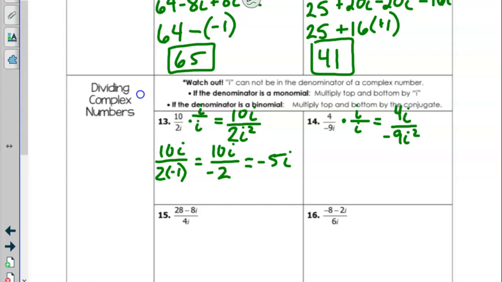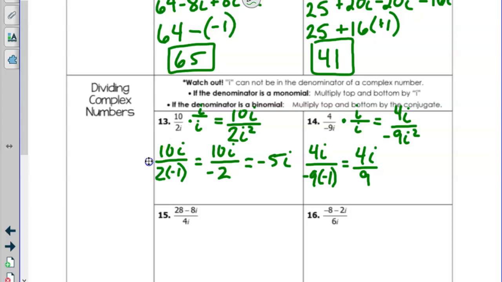That's what I was talking about. Which would be 4i over positive 9. We can't simplify it any further, that fraction is already reduced, so that is the final answer. Is everybody okay with that part?